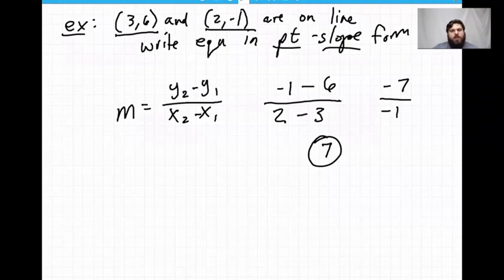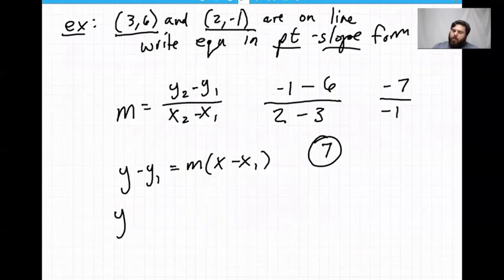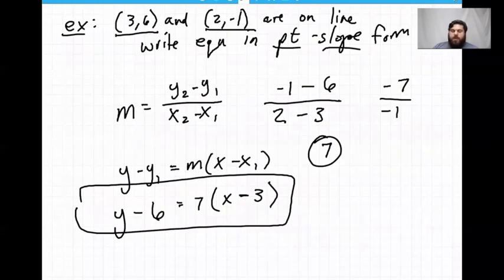So I can write it in point slope form. So here's the formula. Y minus y1 equals m times x minus x1. Y minus y1. Well, there's two different y1s. I'll go ahead and stick with the first one that I have, y minus 6. Okay, my first y value is equal to the slope, which we just found was 7, times x minus x1, which is 3. That's it. That's the equation in point slope form.